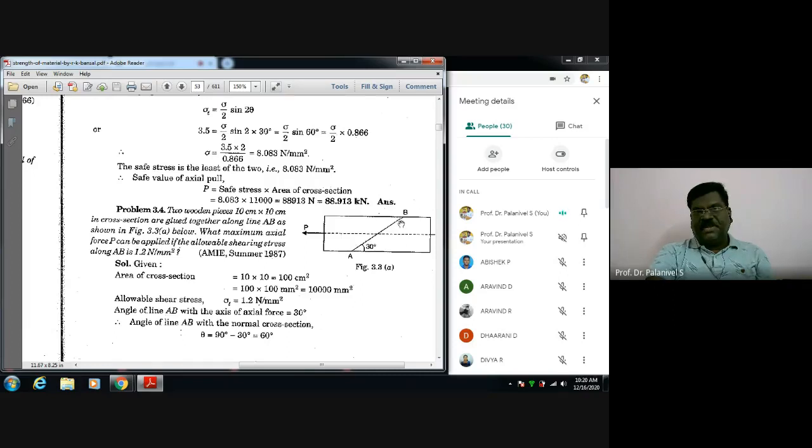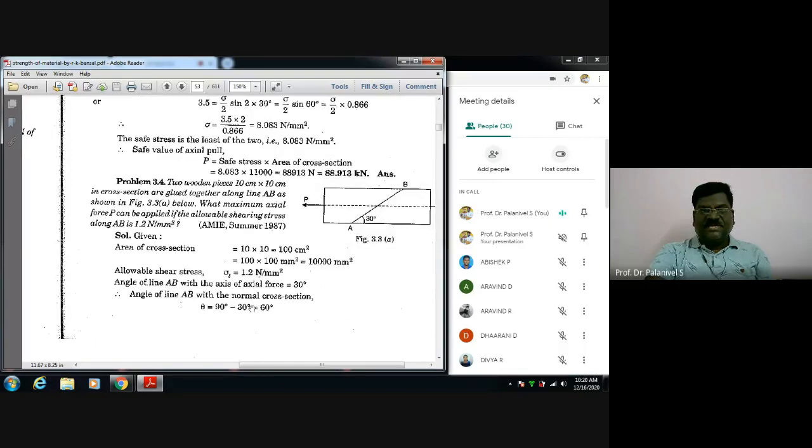The AB plane, the oblique plane, is given as 30 degree. Therefore, what is the theta value? The angle made by this oblique plane with the perpendicular plane is 60 degree. Theta value is 60 degree here. It is 100% similar to the previous problem. So theta value is 60 degree, sigma t equal to 1.2. It is given.